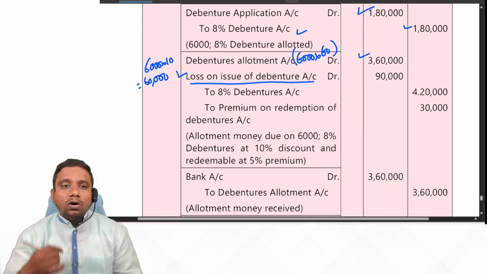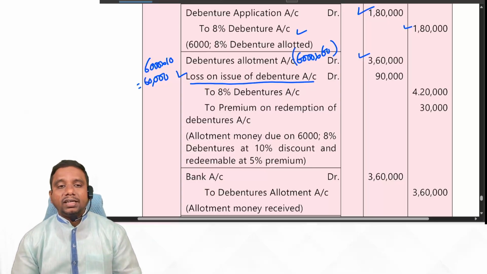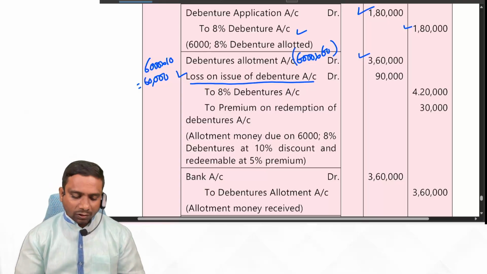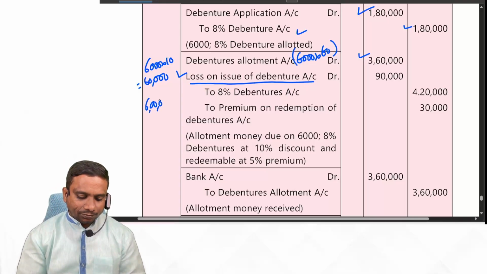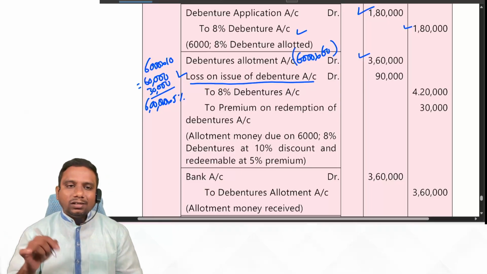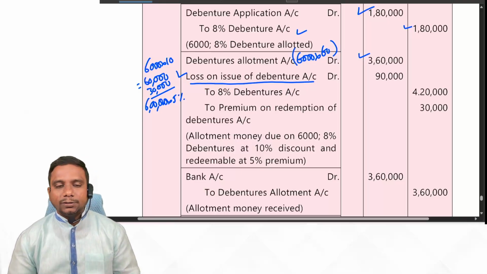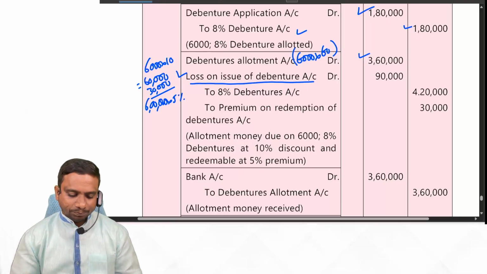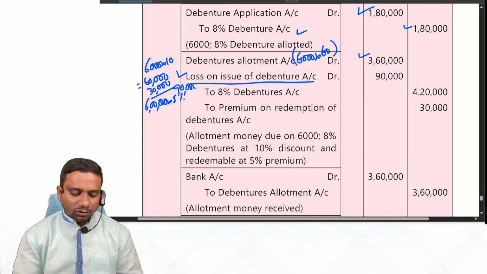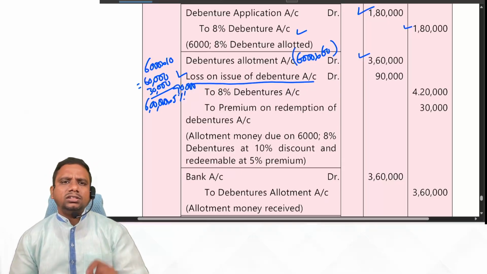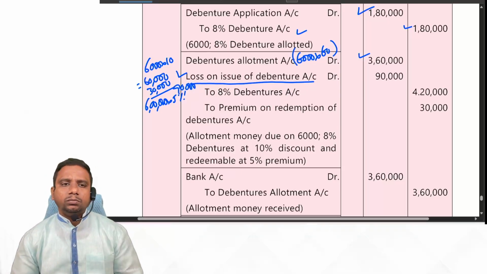And at the time of redemption, the debentures are going to be redeemed at a 5% premium. Total 6 lakhs into 5%, 30,000 is the premium payable. This premium we are recognizing now itself, following the prudence concept or principle of conservatism. The total loss is 90,000 rupees: 60,000 discount loss and 30,000 premium on redemption of debentures loss. Total 90,000.